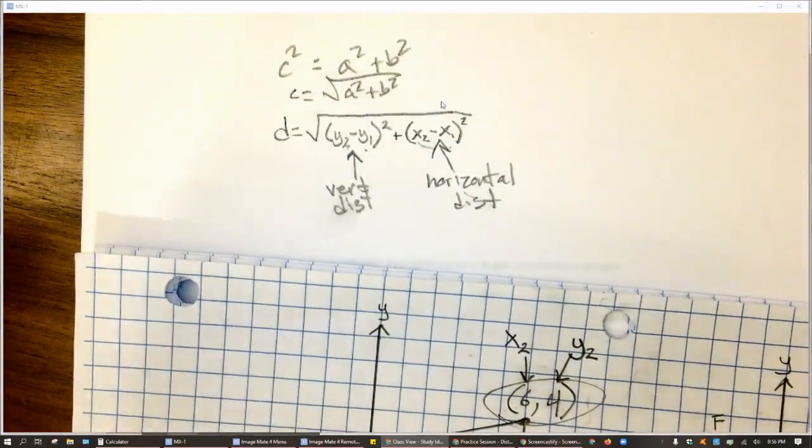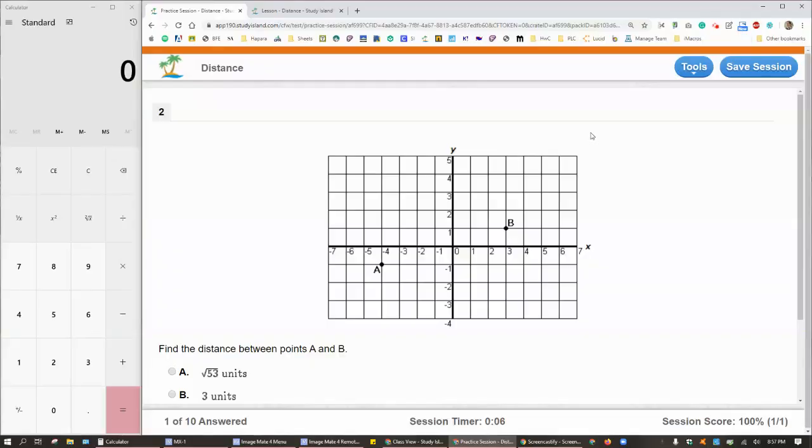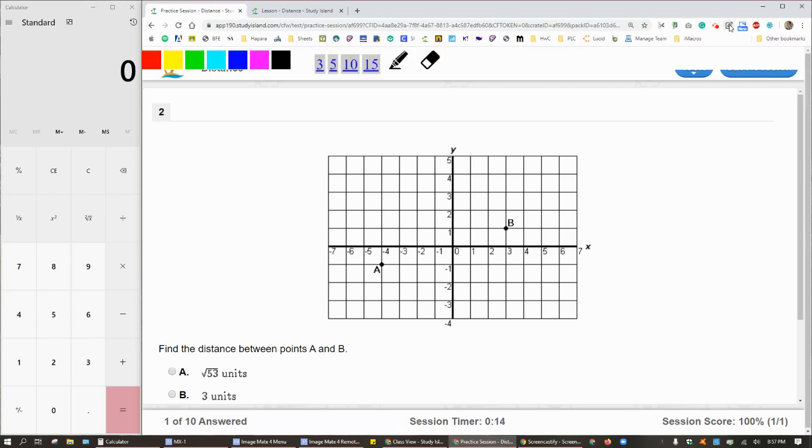Now we can actually jump more into the problems here. Number 2, you got point A and point B. Find the distance between points A and B. So here we go. Go ahead and draw a vertical line and draw a horizontal line between them. Find their distances and use the Pythagorean theorem. You don't have to use that complicated distance formula if it confuses you. All you have to do is find the distance from A to B by drawing a vertical line and then a horizontal line and using the Pythagorean theorem.